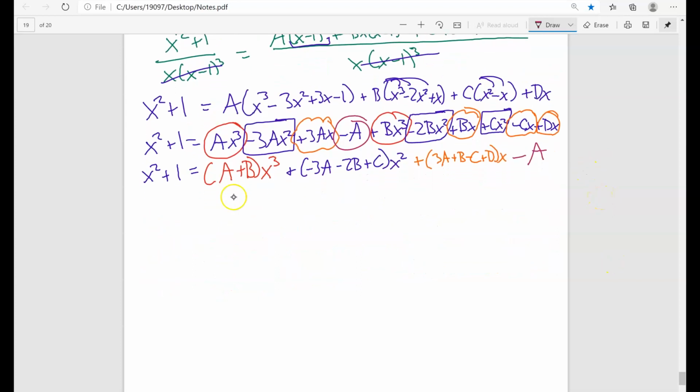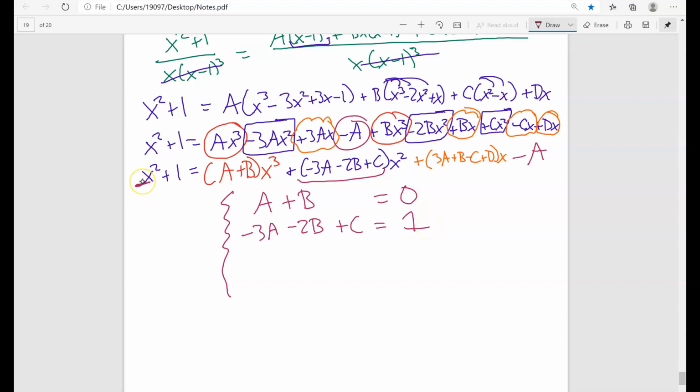Okay, so now is the fun part, because now we got to break everything up. So notice here that we can write everything as a system of equations. So we have a plus b is the x cubed coefficient. Notice that there's no x cubed, so this equals 0. This negative 3a minus 2b plus c is going to be equal to 1, because there's a 1 right here. Then you have this 3a plus b minus c plus d. That one is going to be equal to 0 also. And then finally, you're just going to have a negative a, and that's just equal to 1, because that's only a 1 there.